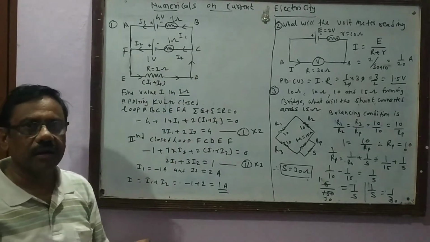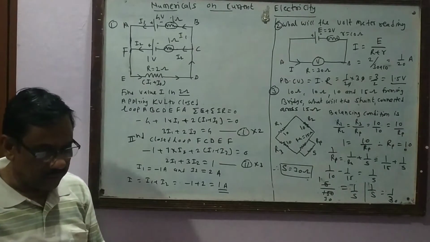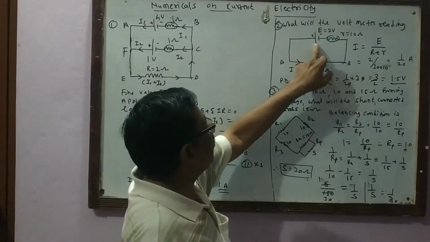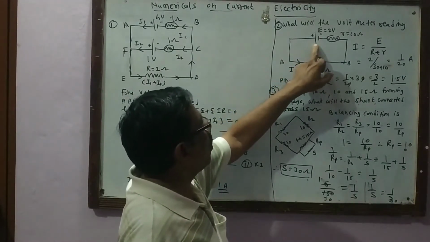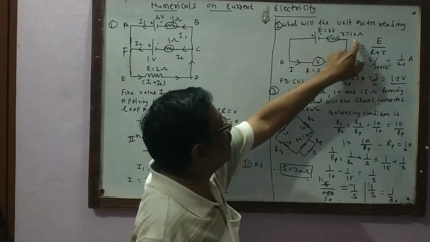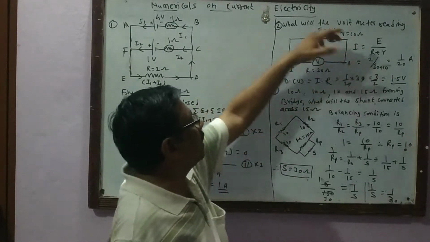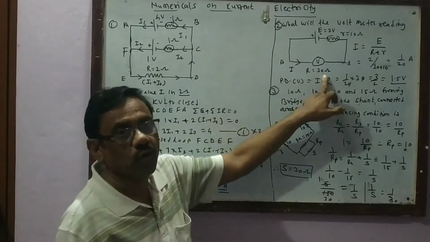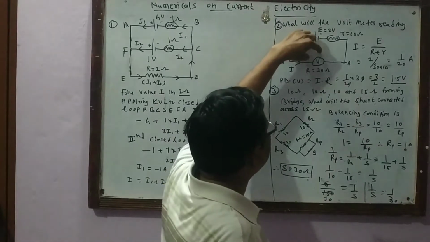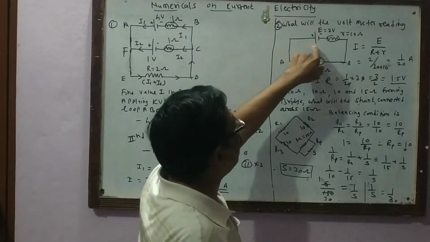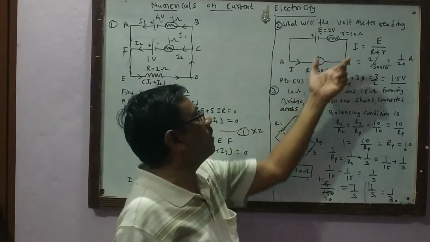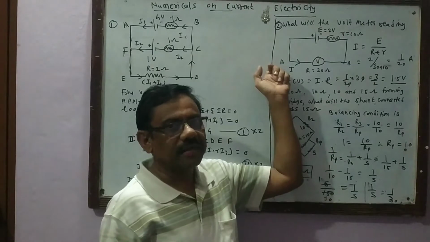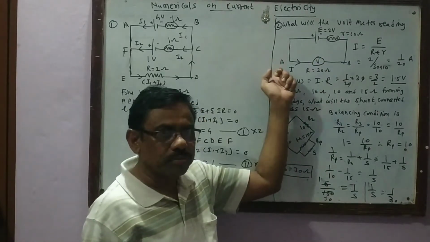Now let us see the second numerical in your exercise. Here a cell of EMF 2 volt and internal resistance 10 ohm is connected across a voltmeter having resistance 30 ohm. This device having resistance is connected across the cell, and we can prepare this closed loop and apply Ohm's law for the closed loop.